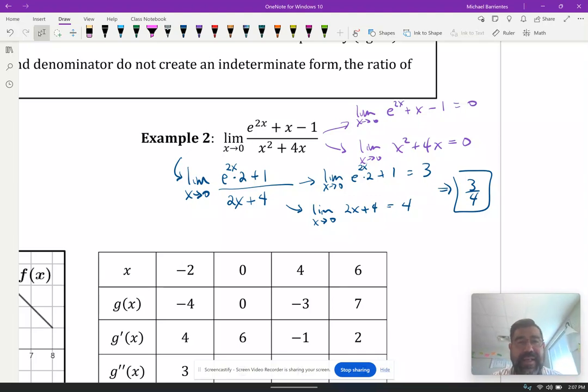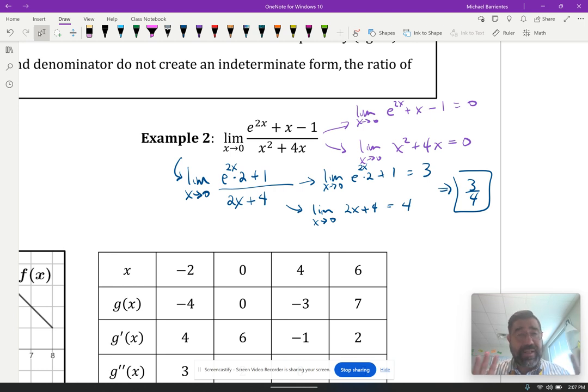I did want to take just a moment. For example 2, we worked out the limit. We checked in purple that it was an indeterminate form, 0 over 0. In blue, we carried out L'Hopital's rule that says take the derivative of the top over the derivative of the bottom, take the limit again. We got an answer. The answer was 3/4.